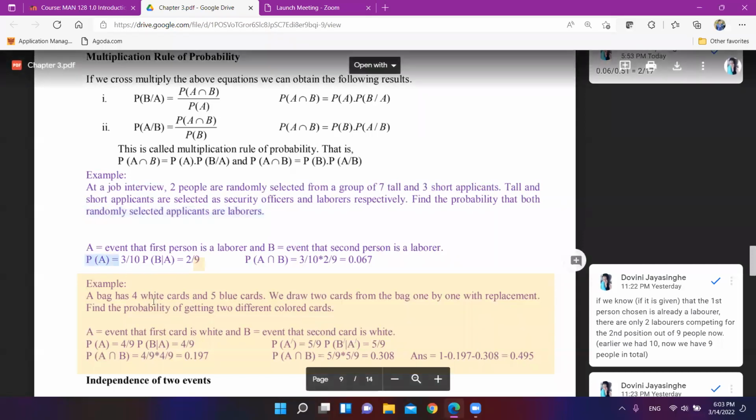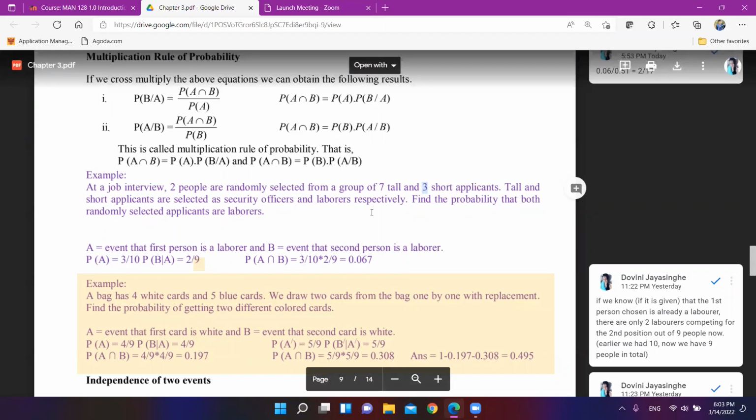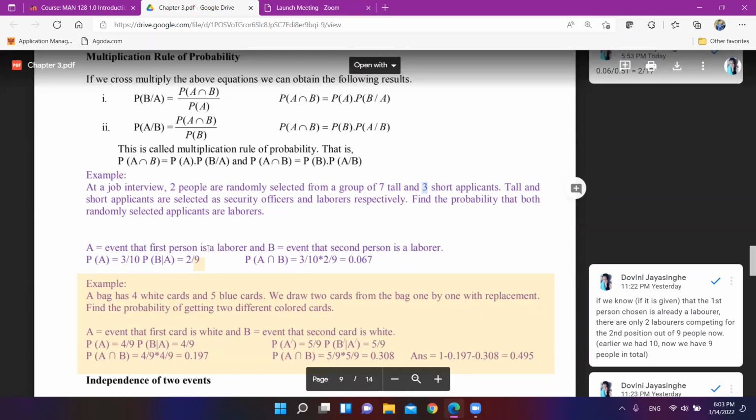Right? So what is the probability of A? Probability that the first person is a laborer. Laborers are the short people. Right? Out of 10 people, 3 are short and those 3 have a chance of being a laborer. So probability that the first person is a laborer: out of 10 people, there are 3. So 3 over 10, right?